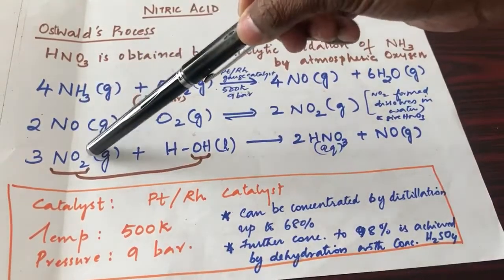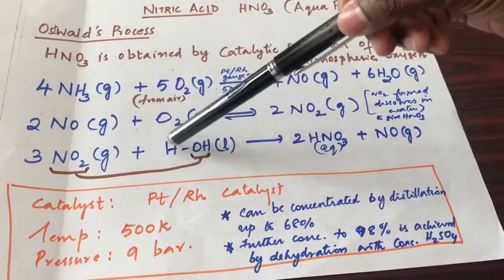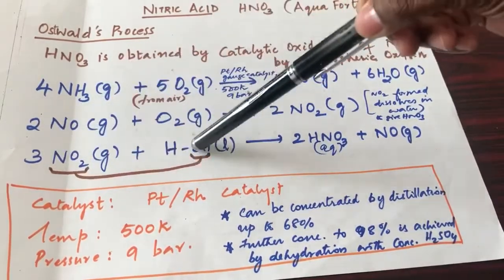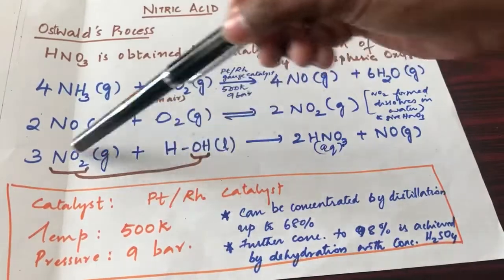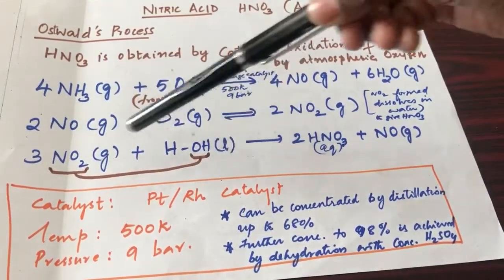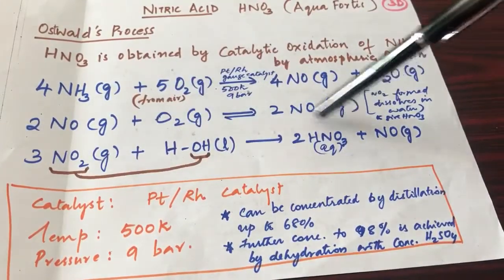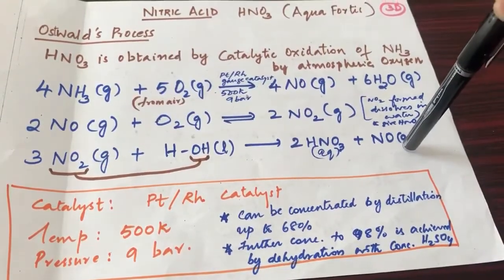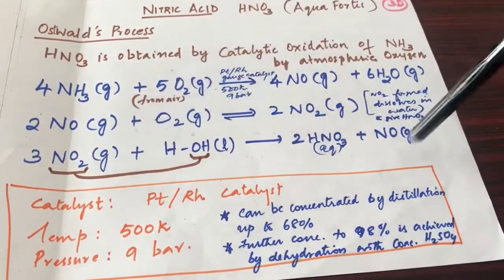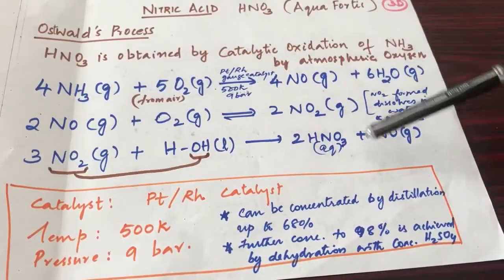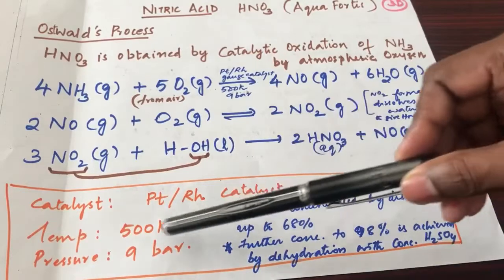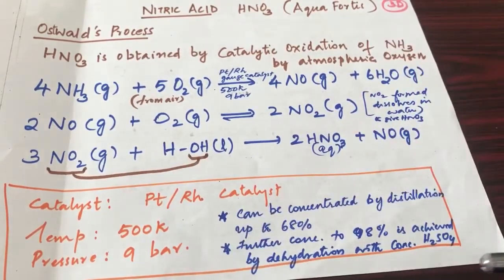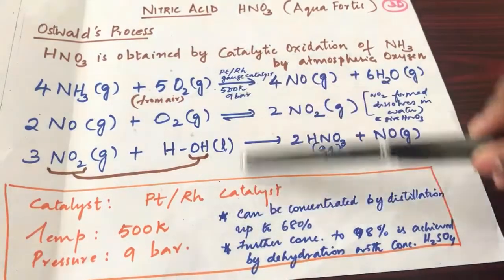We take NO2 and dissolve it in HOH, that is water. NO2 and OH go together and form HNO3, and then NO comes out. I hope you got it. So this is how we do the preparation of HNO3. This catalyst has to be mentioned, the temperature has to be mentioned, and the pressure also has to be mentioned, otherwise you are not going to get marks.